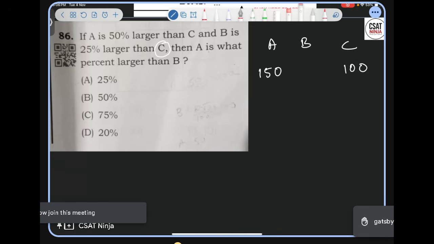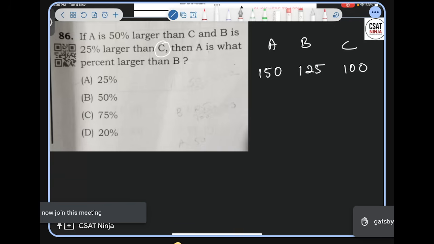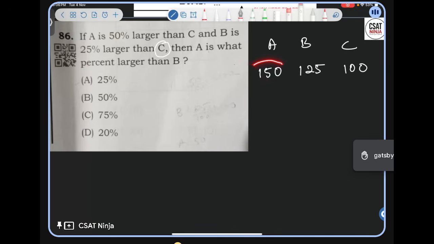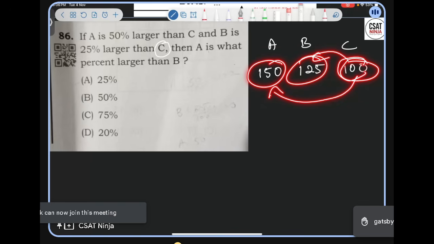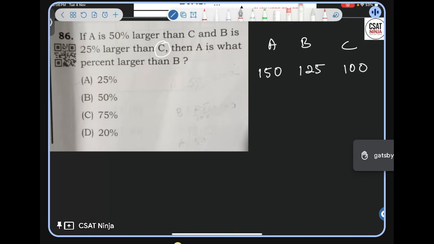And B is 25% larger than C. So B will be 125. So if C is 100, A is 50% larger than C, and B is 25% larger than C. What is asked here? A is what percent larger than B?